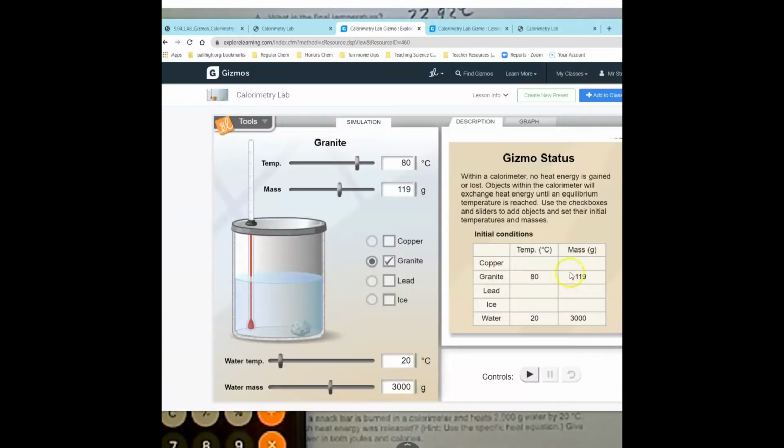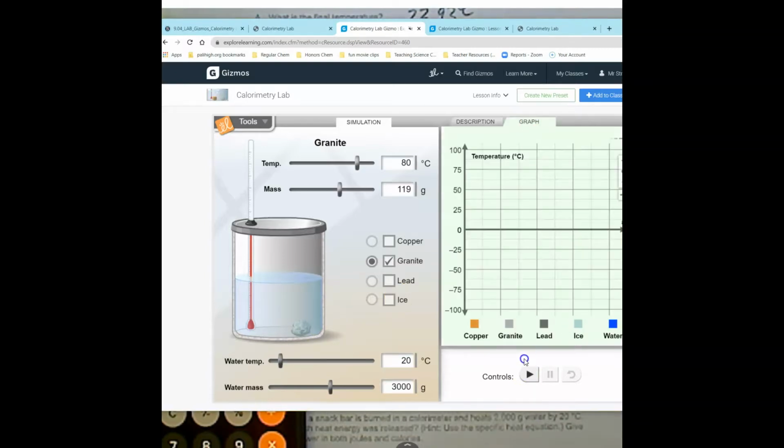Everything we have, what we found, the mass we found, the initial temperature of granite they gave us, the initial temperature of water they gave us, and 3,000 grams of water they gave us. We put it inside our calorimeter, and we want to see if the final temperature comes out to what they said, 20.45. I'm nervous. I'm not going to lie to you. Let's see if it comes out to 20.45. Come on, granite. Hey now, look at that. All right, so the story checks out according to our simulation.